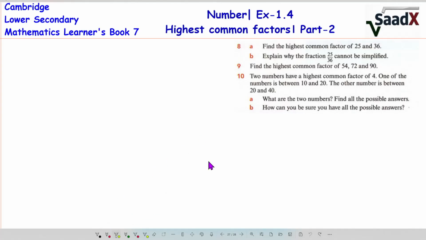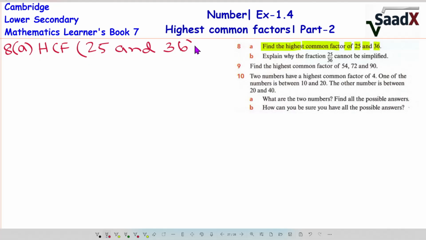Number 8. Find the highest common factor of 25 and 36. So this is 8a. HCF of 25 and 36. Look, this is a very interesting thing.